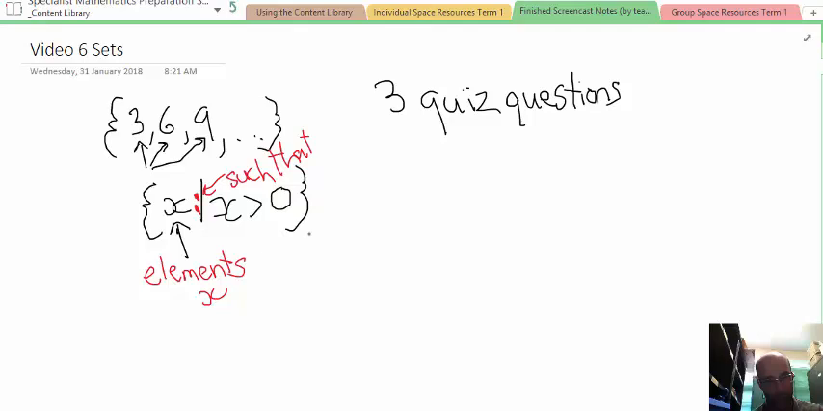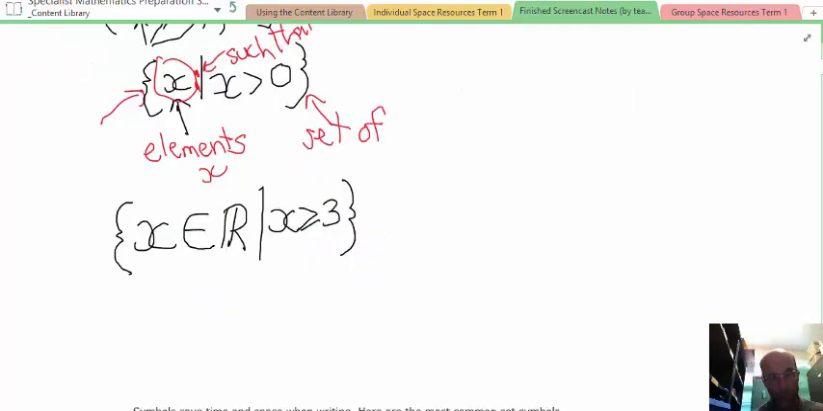The curvy brackets mean the set of. So outside here, together those braces mean the set of. So the set of numbers, or set of elements, such that the elements are greater than 0. So the set of all numbers greater than 0 would be the common interpretation of that.